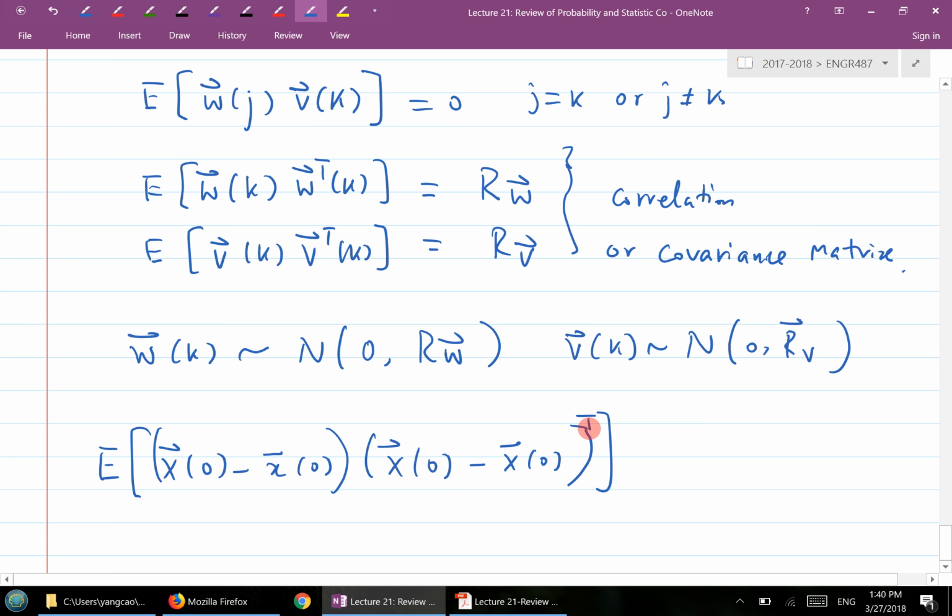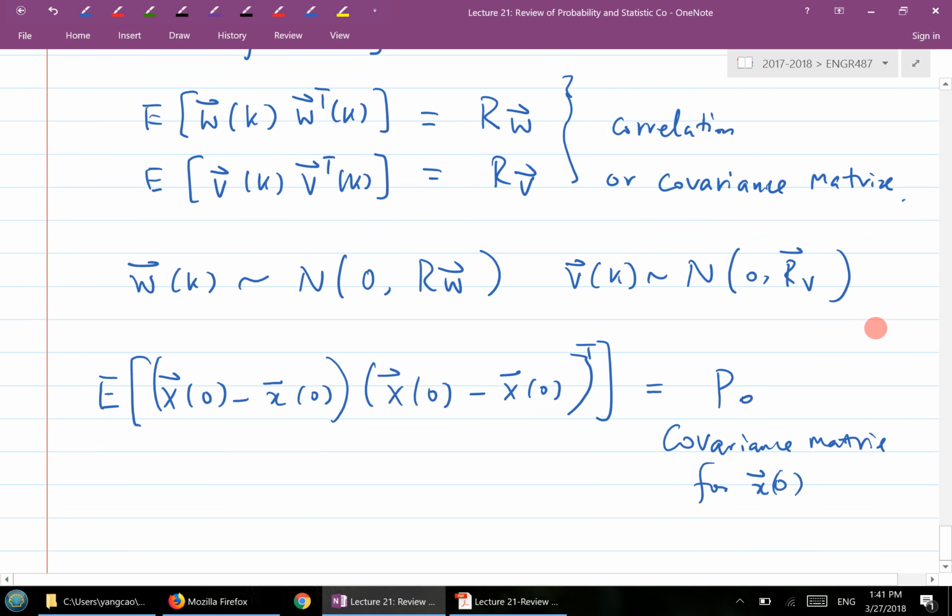You can run as many experiments as possible, grab the initial value, and calculate the mean of this. Then use this formula to calculate the variance or the covariance here. Then you will have a matrix. We call that, let's say, the P naught matrix. This is called the covariance matrix for the X naught.